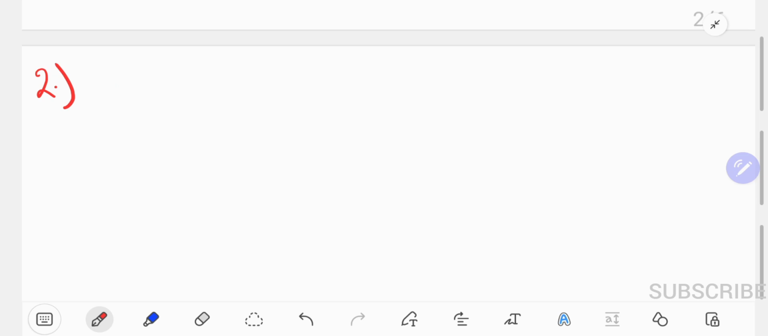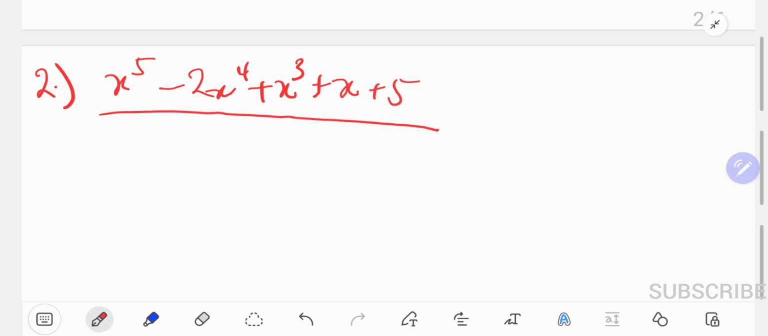So let's try x power 5 minus 2x power 4 plus x cubed plus x plus 5, and the whole of this is being divided by x cubed minus 2x squared plus x, then minus 2. Okay, so you can decide to pause the video right here and give this a try.